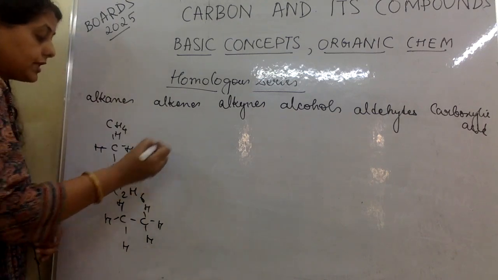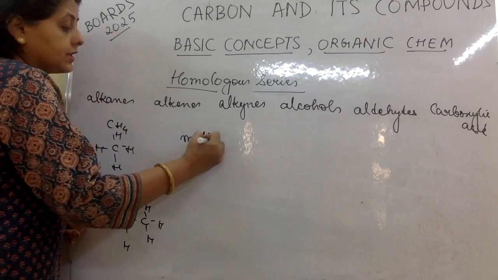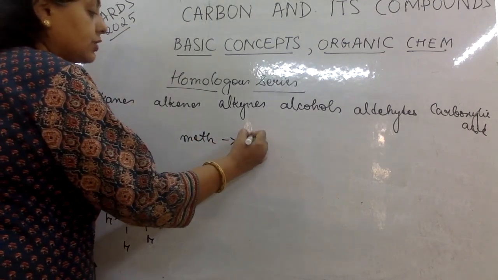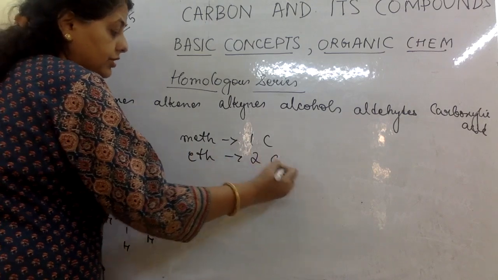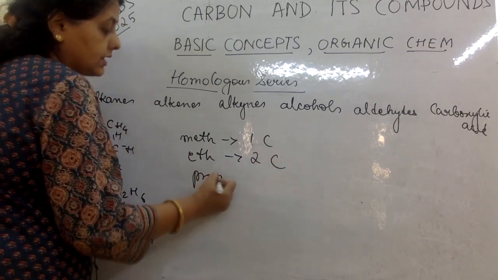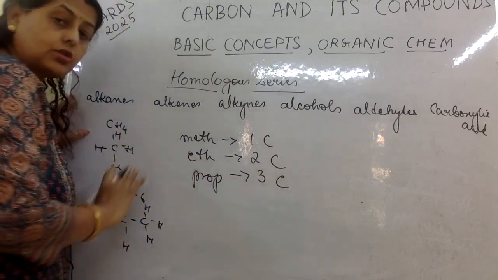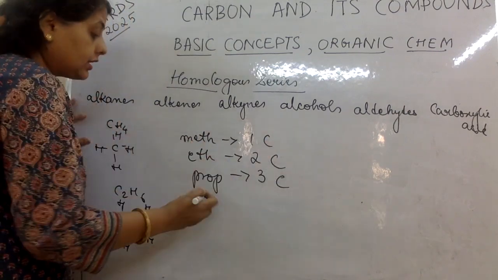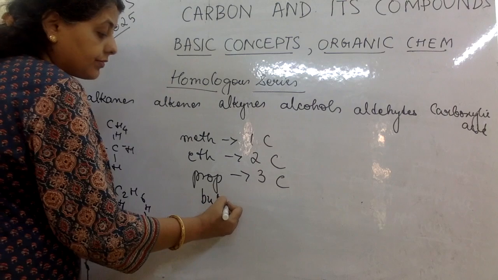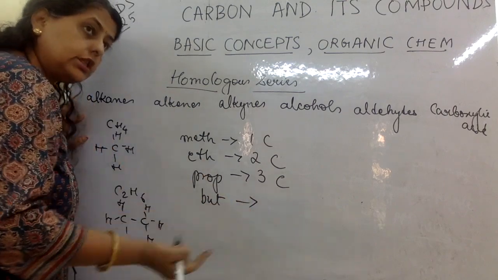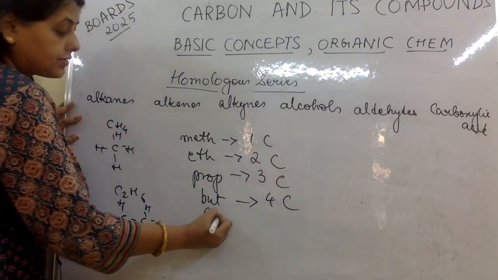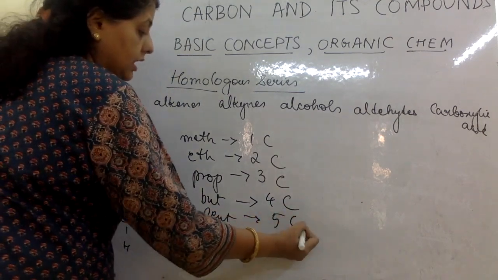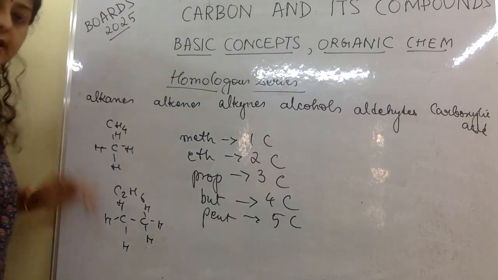If you are using meth, this is also important, it means 1 carbon. Eth means 2 carbons. Prop is 3 carbons, and it applies not only for alkanes, it applies for everything. But, like butane or butene or butyl, that is 4 carbons. Pent is 5 carbons, hex is 6 carbons, like that it goes.